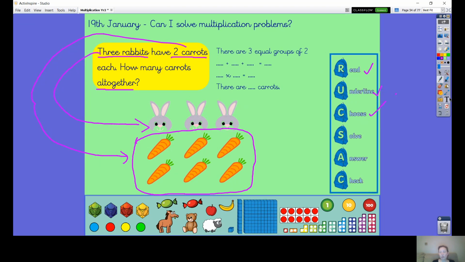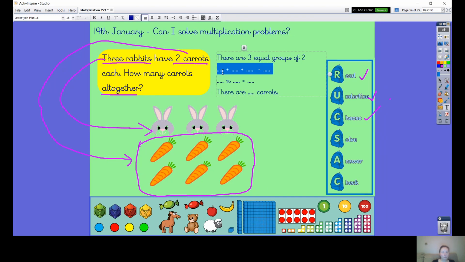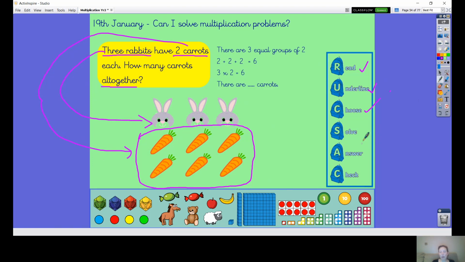So I could choose to do a repeated addition of 2 carrots for bunny 1, 2 carrots for bunny 2, and 2 carrots for bunny 3. Or I could choose to do 3 times 2, which we know is the same as that. It's just a different way of writing it. Okay. So how am I going to solve it? I'm going to solve it by counting in 2s. 2, 4, 6. So that is 2, 4. So we've got 2 add 2 is 4, and 2 more is 6. So I've solved my answer.